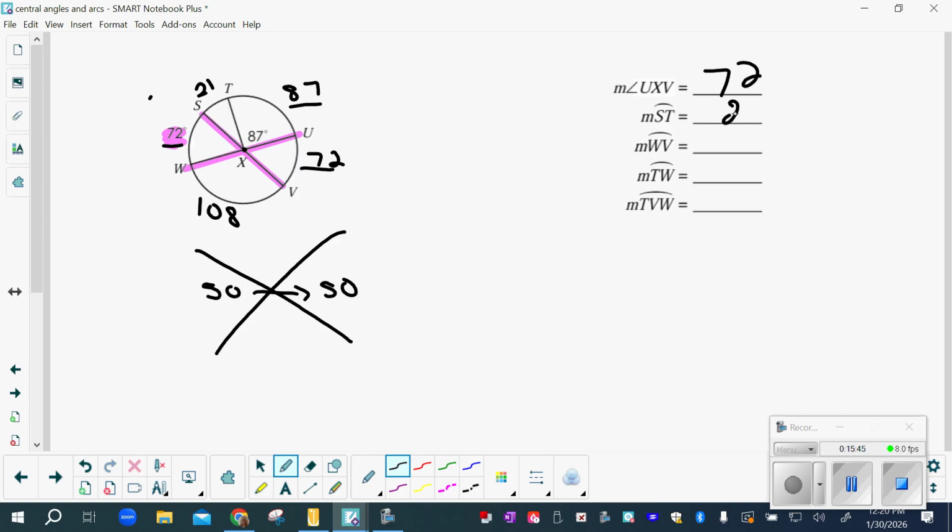ST, I got 21. W to V, oh, 108. T to W, oh, I got to do a little adding there. 93, does that seem right? And a big one, TVW. T to V to W. That's a big one. I got to add all of that stuff up.